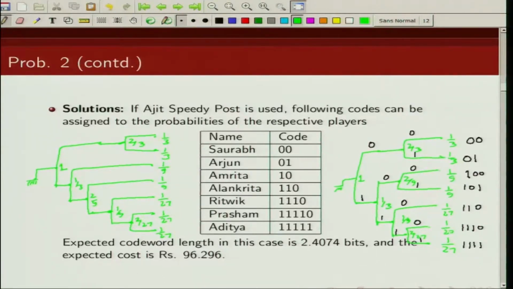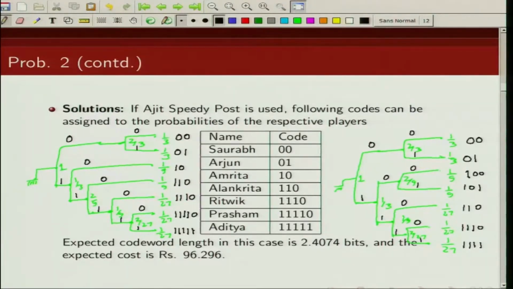Now if I assign bits zeros and ones, 0 1, 0 1, 0 1, 0 1, 0 1. So this will have code word 0 0, this will have 0 1, this will have 1 0, this will have 1 1 0, this will have 1 1 1 0, this will be 1 1 1 1 0, and this will be 1 1 1 1 1.